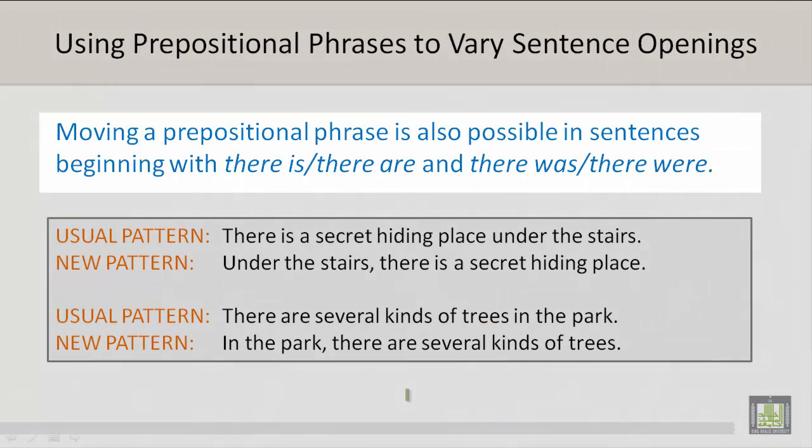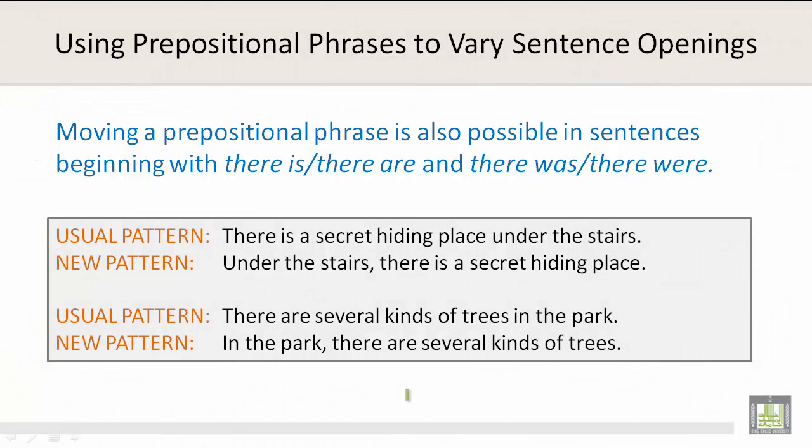Moving a prepositional phrase is also possible in sentences beginning with there is, there are, there was, there were. The usual pattern, there is a secret hiding place under the stairs. Under the stairs, comma, there is a secret hiding place. The usual pattern in another example is, there are several kinds of trees in the park. The new pattern, in the park, there are several kinds of trees.